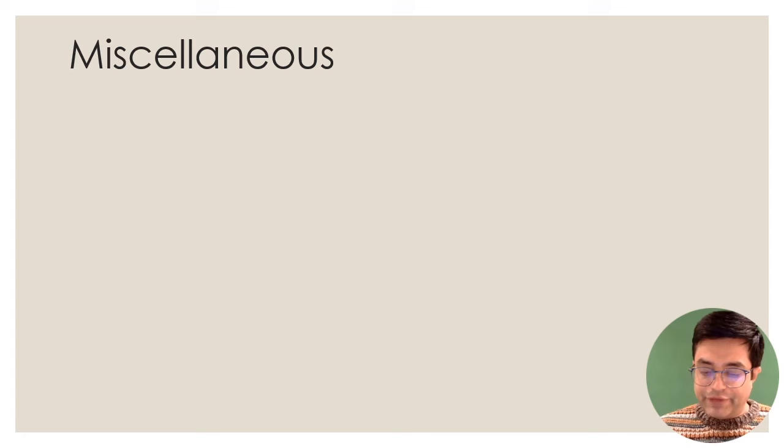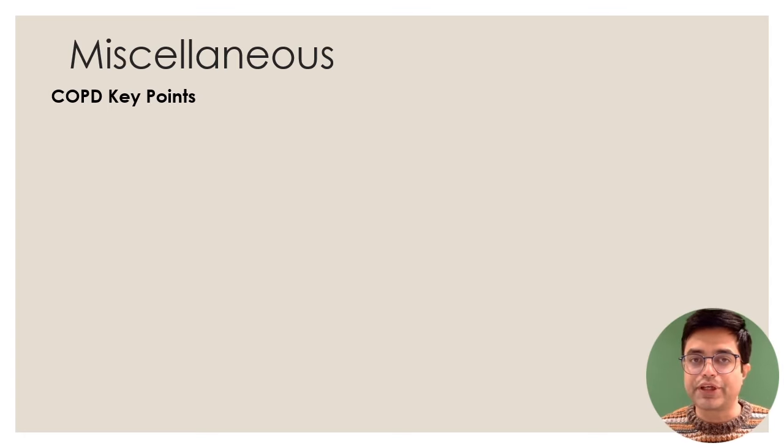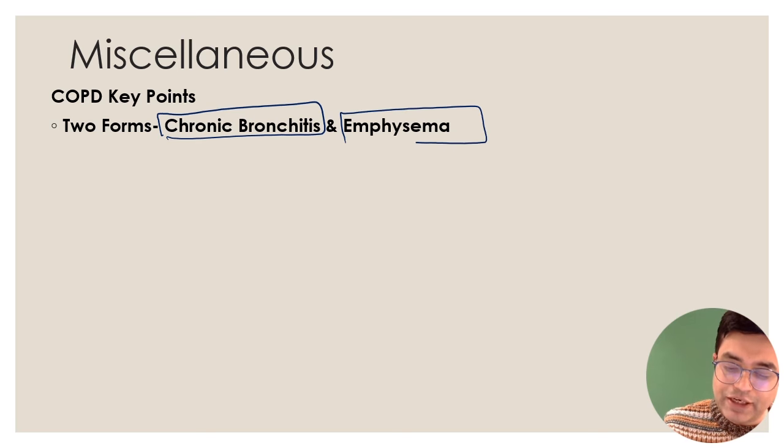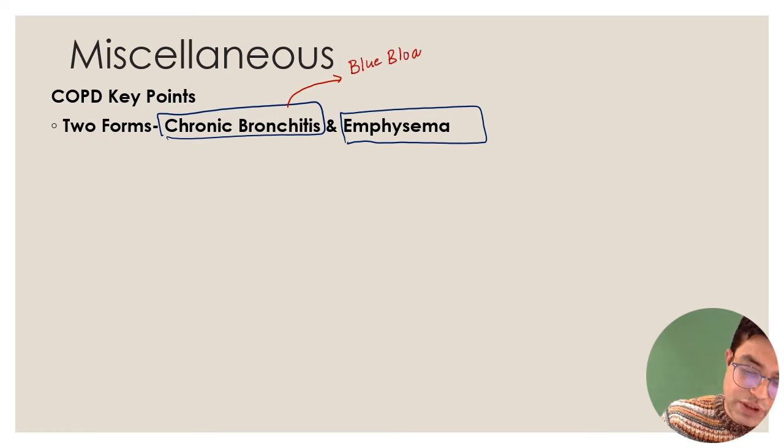So let us talk about a few points related to COPD, chronic obstructive pulmonary disease. There are broadly two forms of COPD, although there are subforms as well, but from an exam perspective, two types are there. We have chronic bronchitis and we have emphysema. Chronic bronchitis was previously called blue bloaters. So bronchitis was blue bloater, BBB, remember it like this.